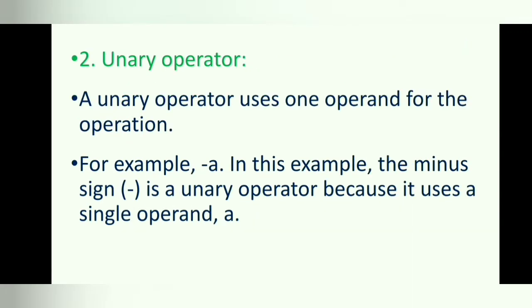Unary operator. A unary operator uses one operand for the operation. For example, minus a. In this example, the minus sign is a unary operator because it uses a single operand a.